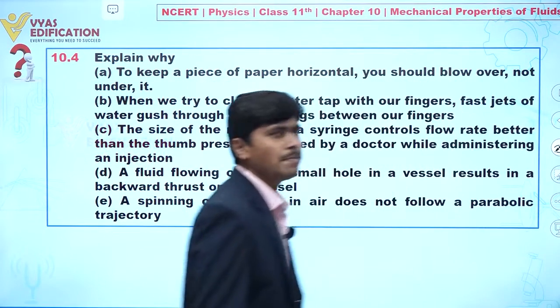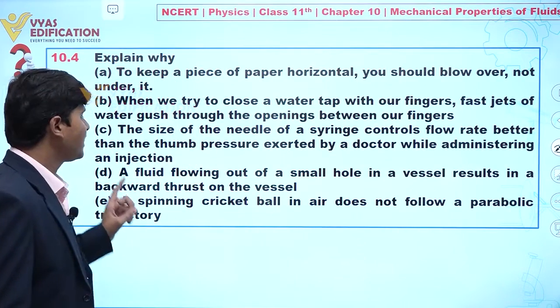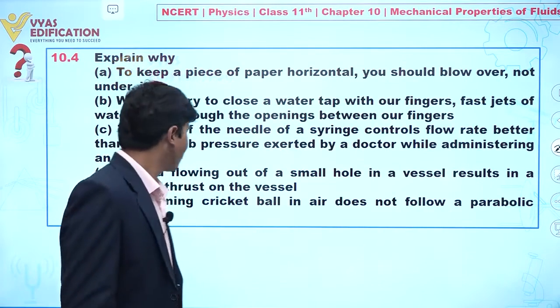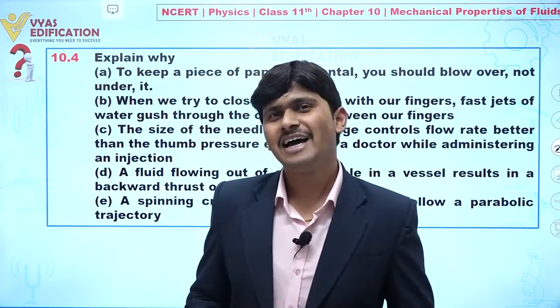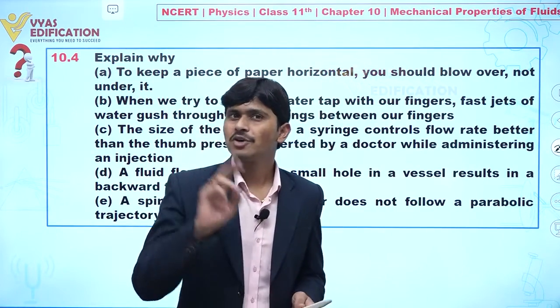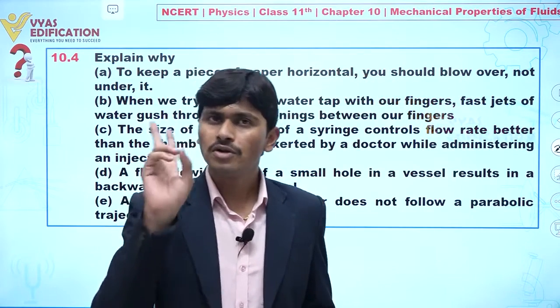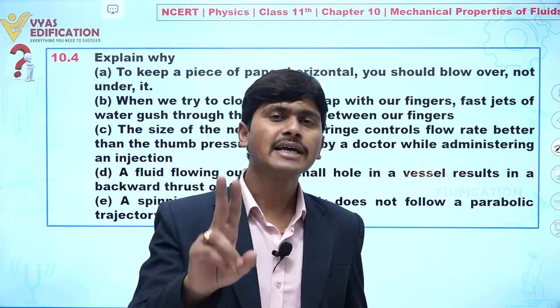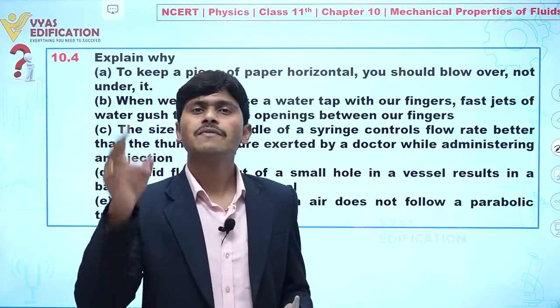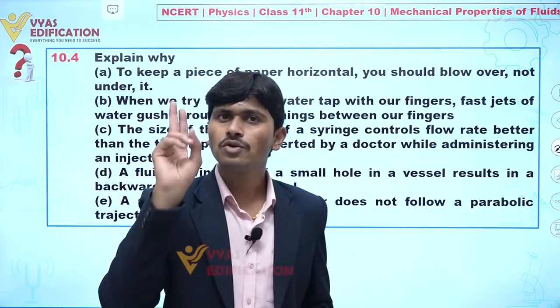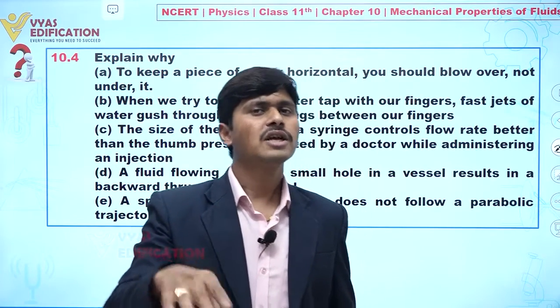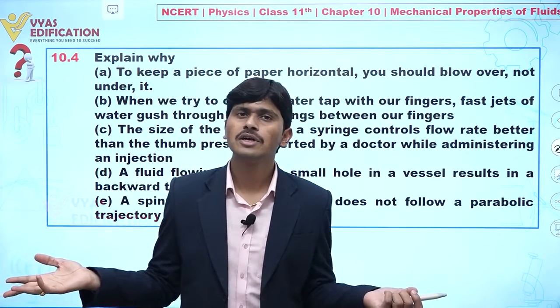Clear? So in part number E, it is given: a spinning cricket ball in air does not follow a parabolic trajectory, clear? So dear student, have you seen any fast bowler? When a fast bowler bowls, first he will take some run up, clear? And after that he throws a ball. But let's suppose a fast bowler throws a ball directly, clear? Then definitely we can say it follows a parabolic trajectory.